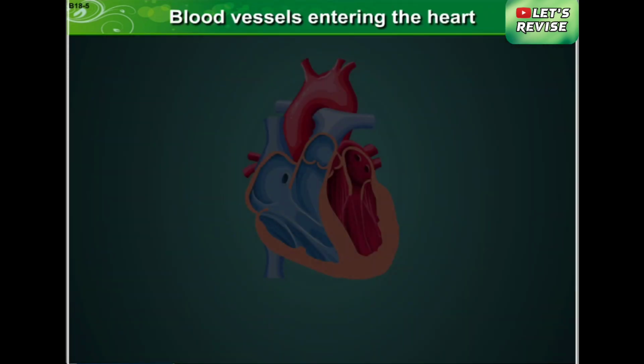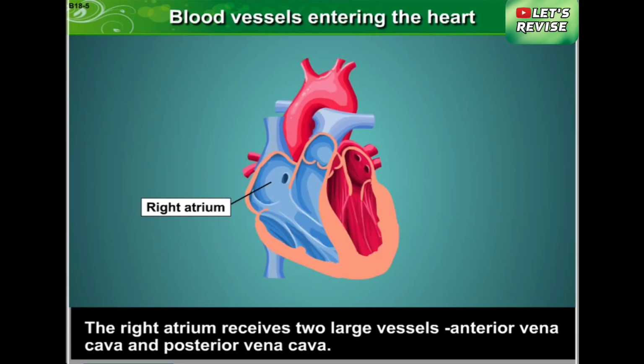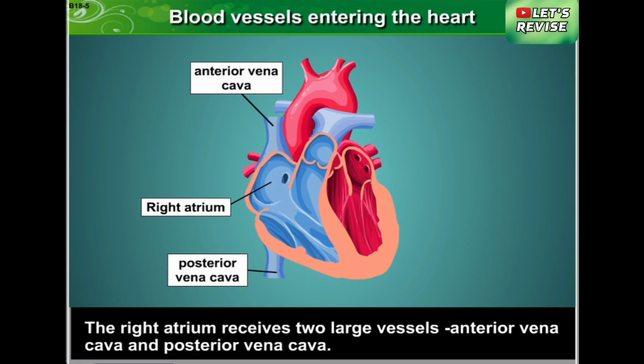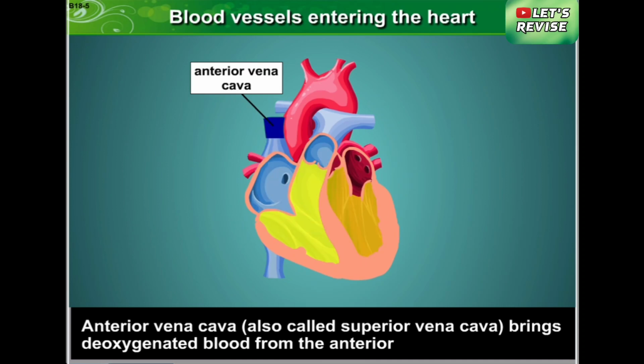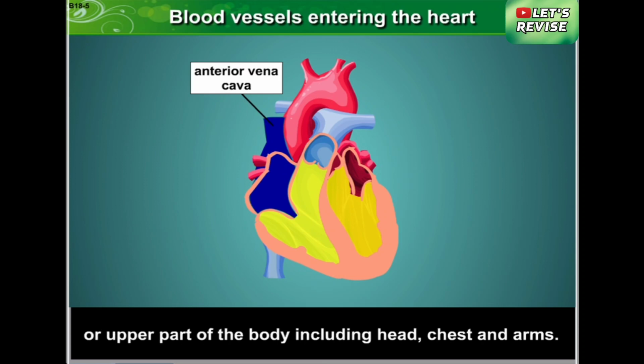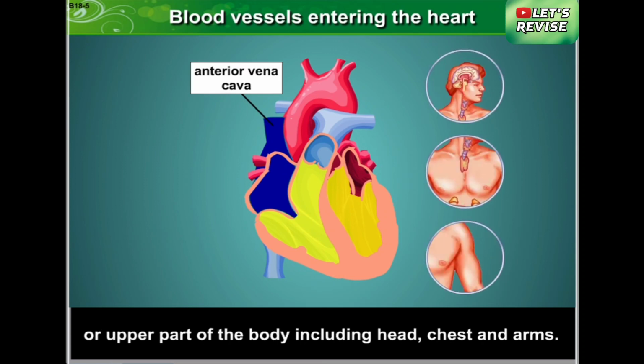Blood vessels entering the heart. The right atrium receives two large vessels, anterior vena cava and posterior vena cava. Anterior vena cava, also called superior vena cava, brings deoxygenated blood from the anterior or upper part of the body, including head, chest, and arms.